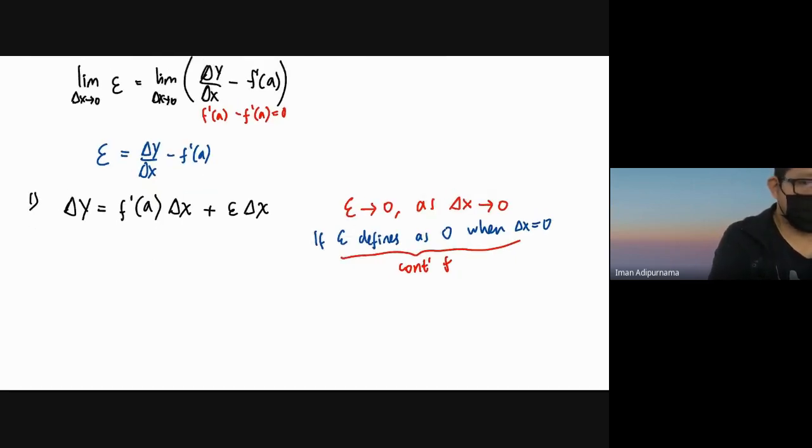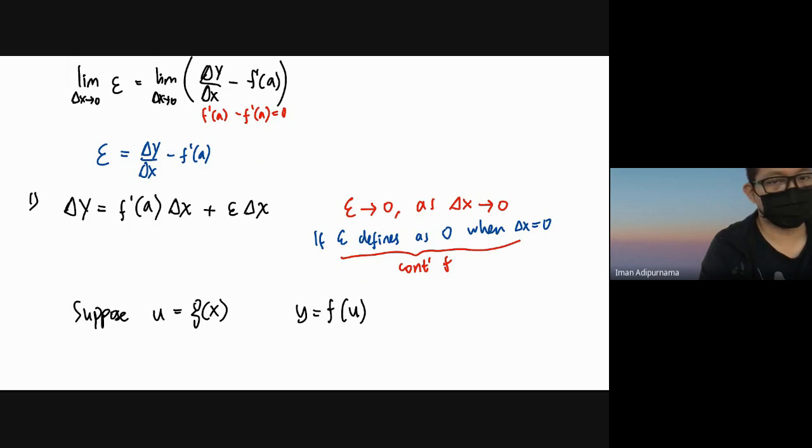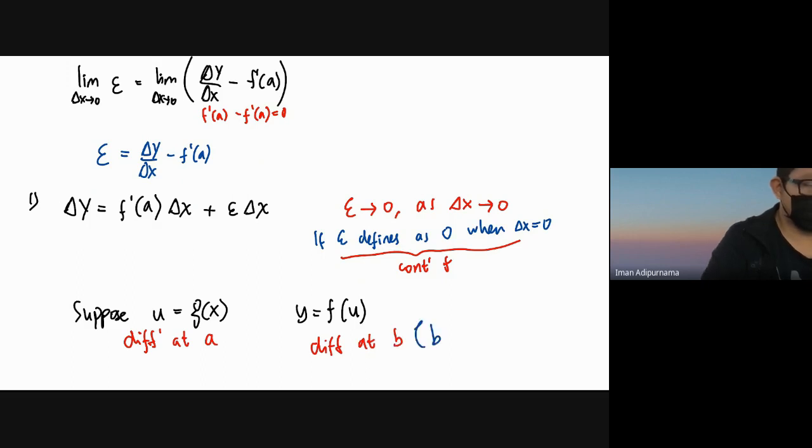Okay, let me write more. Suppose we have u defined as a function g of x, and then y is a function of u. And then this is differentiable at a, this is differentiable at b. But b is g of a.